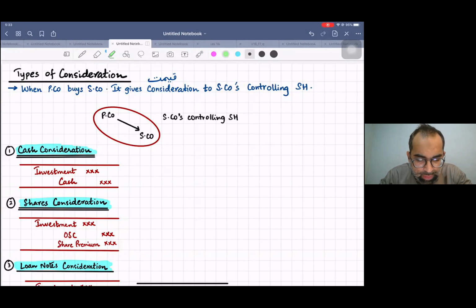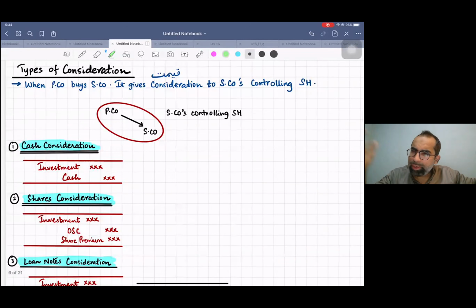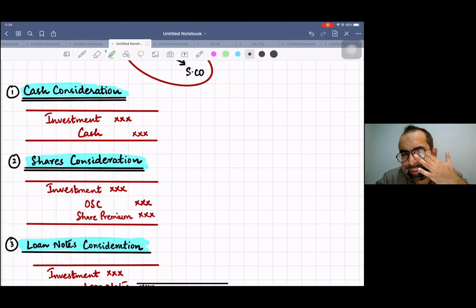Now, when a parent company acquires or takes over S company, definitely the parent company gives some price. The parent company gives some consideration to the existing owners of S company, right? So there are different ways in which you can give it to S company's existing owners. The first and very super hit is cash consideration. This is very easy. The parent company pays cash, so the entry will be debit investment, credit cash.